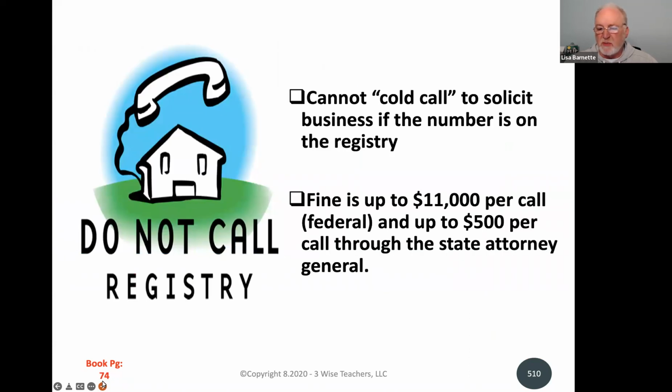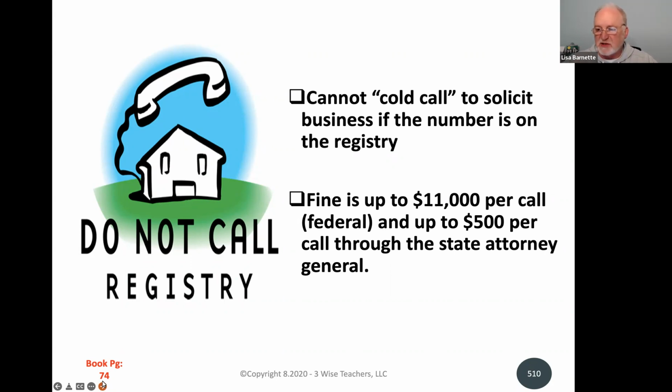Some rules are more simple than others. And when you're talking about the do not call registry, the most important part is just to remember, do not call people that are on the do not call list. You would need to make sure that you check this list every 30, 31 days to make sure that as it's updated, you're not calling new numbers that are going on the list. And the main thing is that you cannot cold call to solicit business if they are on this list.